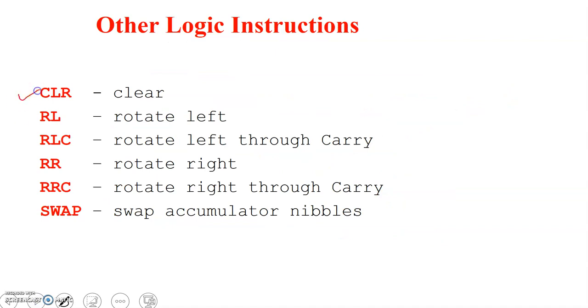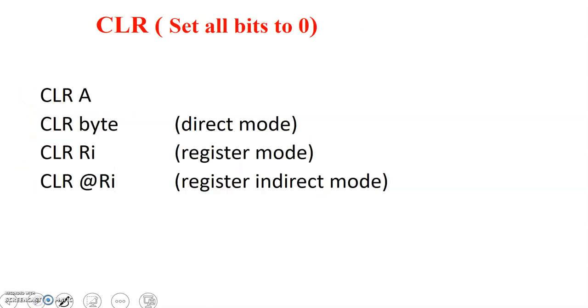Now let's move to some other logical instructions like your clear, RL, and we will see them. Okay, let's see the clear instruction. Clear is a byte as well as a bit instruction. Okay, and as you could see here, it can operate on any byte, the register mode also, and the indirect mode also.